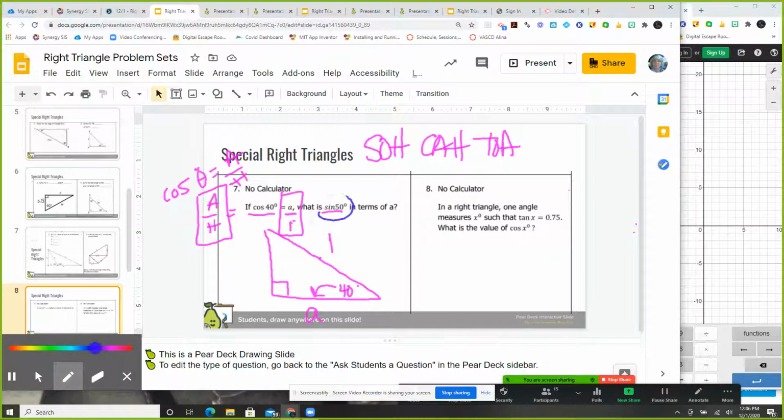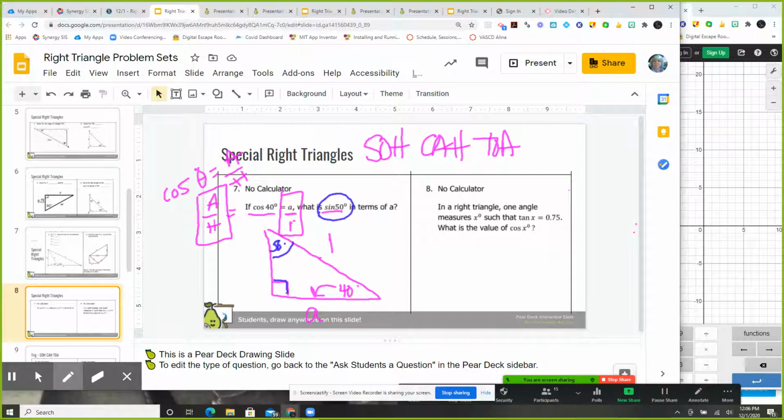So now my question is, what's the sine of 50? Where the heck are they getting a 50? Well, we've got a missing angle over here. What's that missing angle? 50. Why is it 50? Because 40 plus 50 equals 90. These two acute angles have to be complementary. They always have to equal 90 because we've got a 90-degree angle here that's taking half our 180s, right?